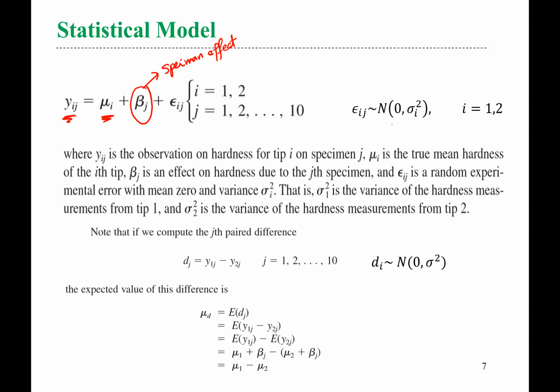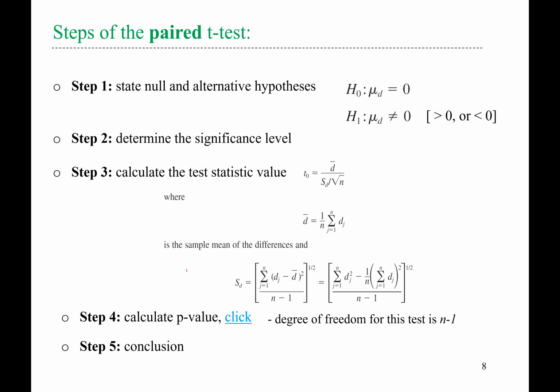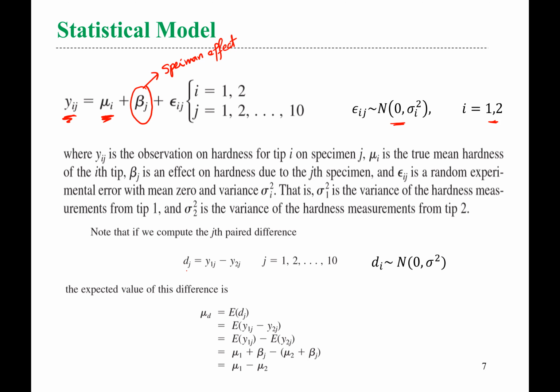Epsilon_ij follows normal with mean 0 and sigma_i squared, and i is 1 and 2. And we are going to work with the difference d_j, d_j is y_1j minus y_2j, and j is from 1 to 10. So we are going to calculate 10 differences. And the assumption actually is not on the epsilons. The assumption is on the differences. These differences should follow normal distribution with mean 0 and equal variance sigma squared.